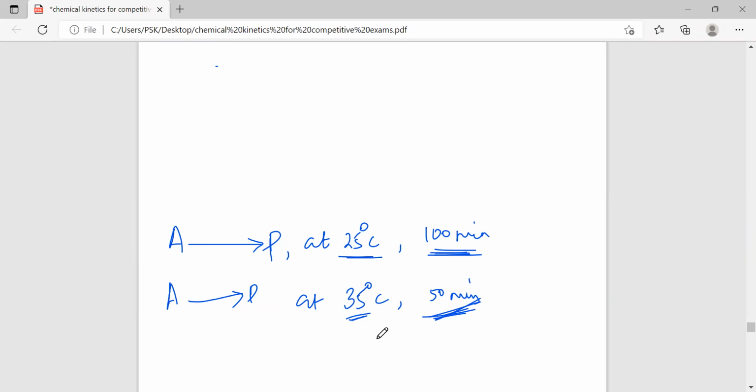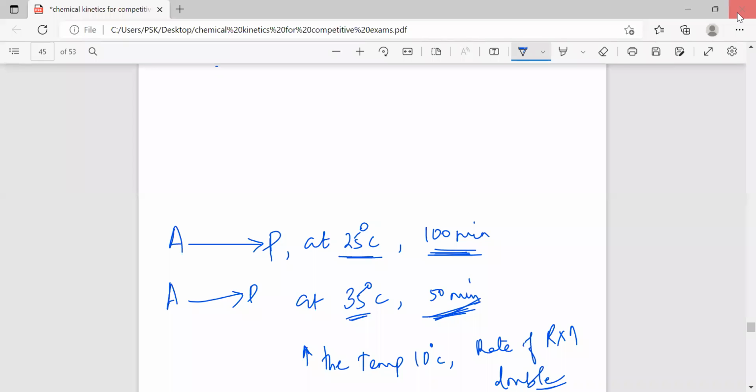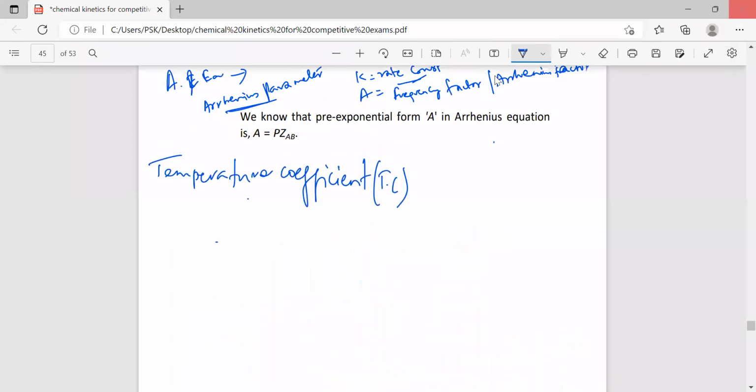Can I say from this illustration, when you increase the temperature by 10 degrees Celsius, the rate of the reaction, the speed of the reaction doubles? When the time decreases by half, to 50 minutes, it means what? The reaction rate increases how much? 2 times, or the rate of reaction doubles. So if you understood this, we can define temperature coefficient.